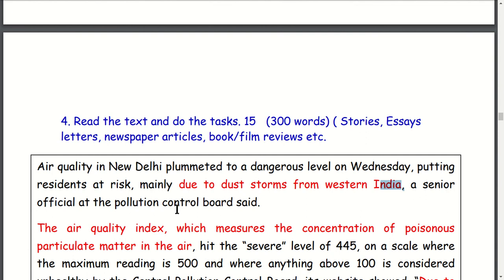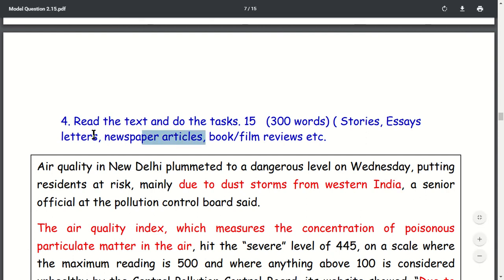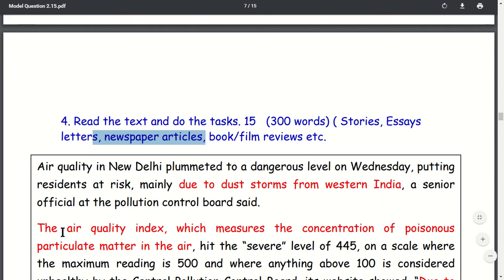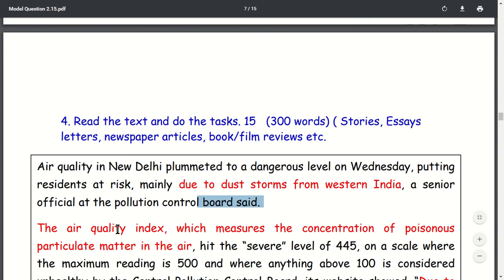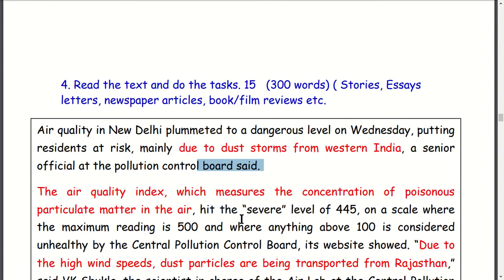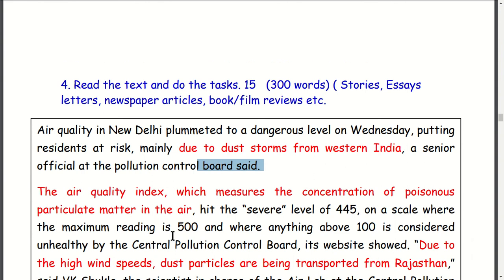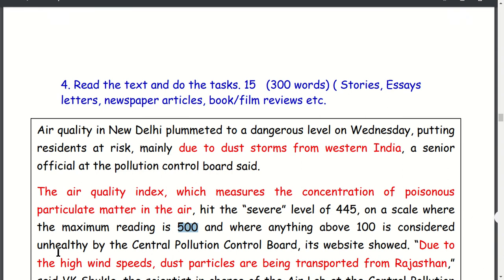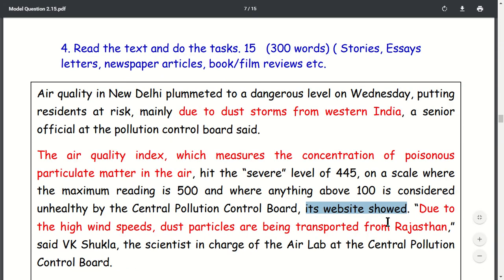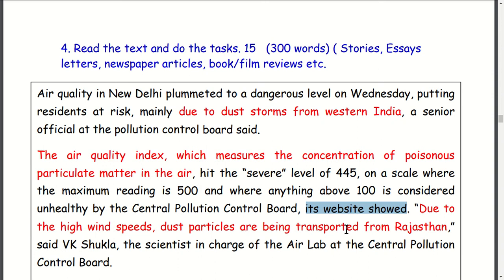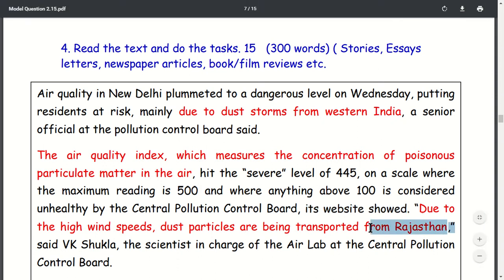This is a newspaper article. A senior official at the Pollution Control Board said the air quality index, which measures the concentration of poisonous particulate matter in the air, hit the severe level of 445 on a scale where the maximum reading is 500 and where anything above 100 is considered unhealthy by the Central Pollution Control Board, its website shows, due to high speed wind and particles being transported from Rajasthan, that's the name of the place.